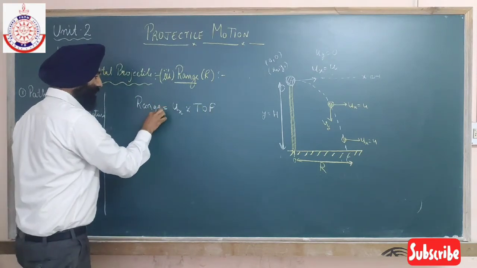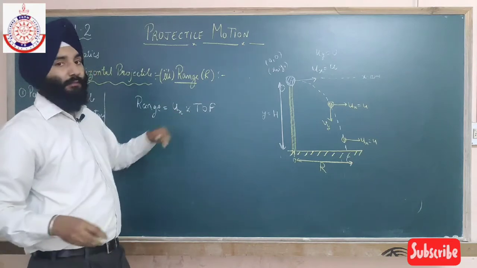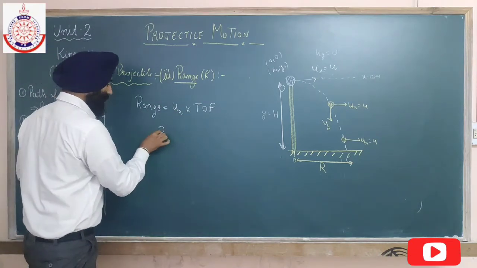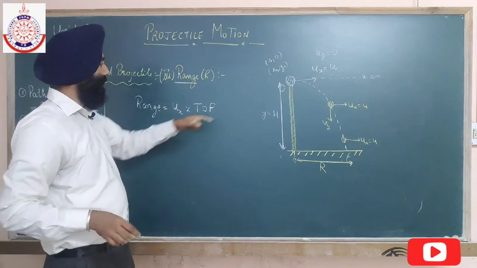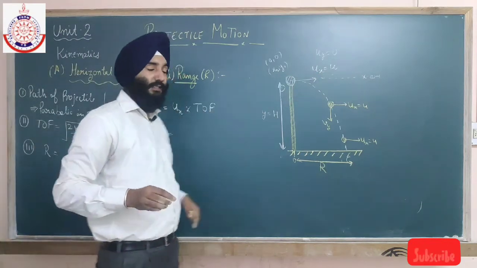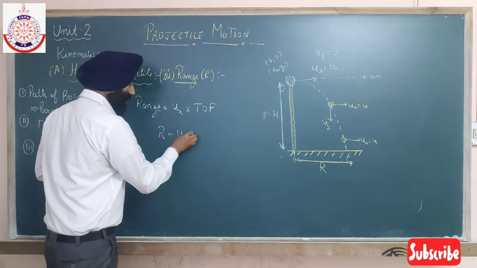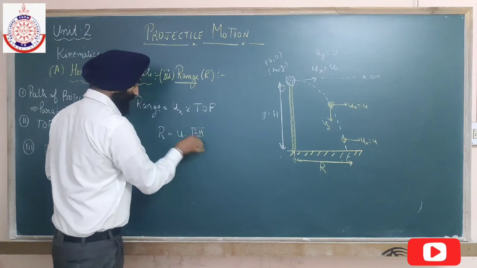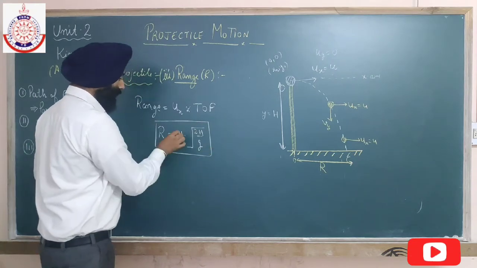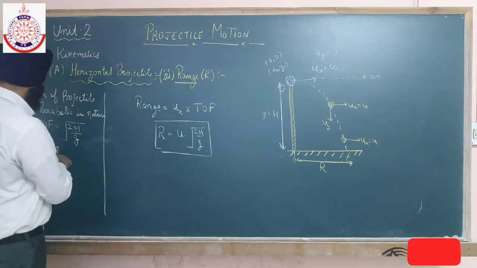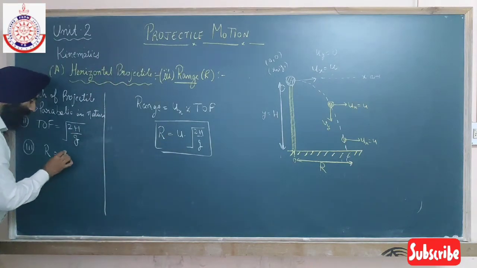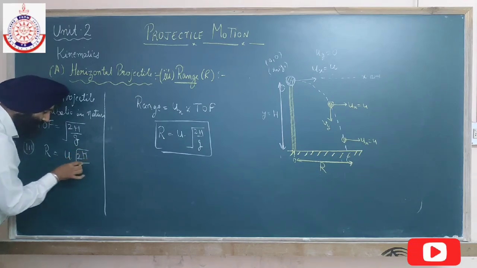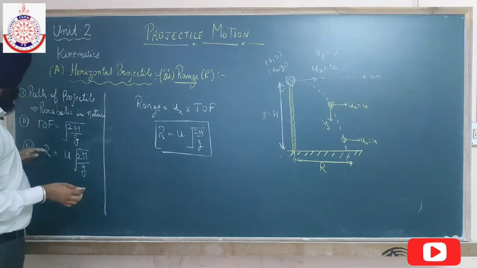For finding the range, we have what? Initial velocity multiplied with time of flight. Fine. So range I am representing as capital R. Initial velocity along x-axis is u, multiplied with time of flight. You know, time of flight is what? Under root 2h upon g. So this is the simple formula for finding the range. It means range is calculated by simply multiplying initial velocity with the time of flight. So this is the formula for range.